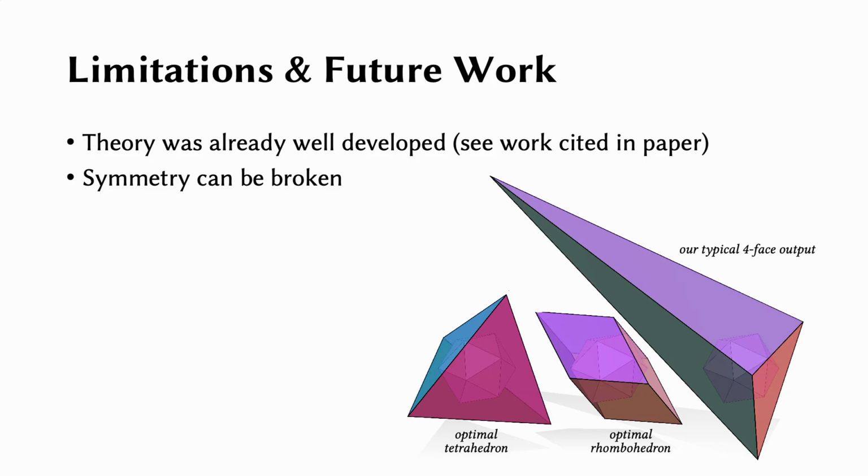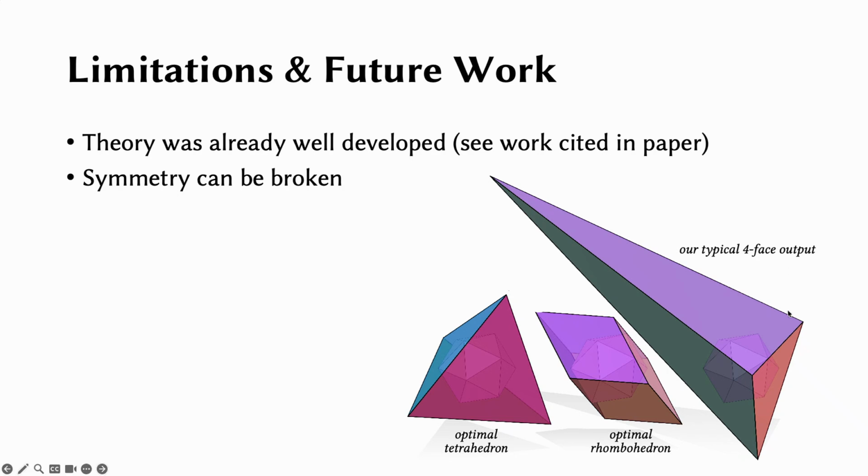Okay, limitations and future work. The theory for this was pretty well developed in the math and theory literature. I cite a bunch of those papers in the paper itself. One annoying problem is you take a canonical shape like an icosahedron and you simplify it. There's a lot of symmetries. A lot of the plane removals look exactly the same, and they even look the same in places that end up breaking the symmetry of the final shape.